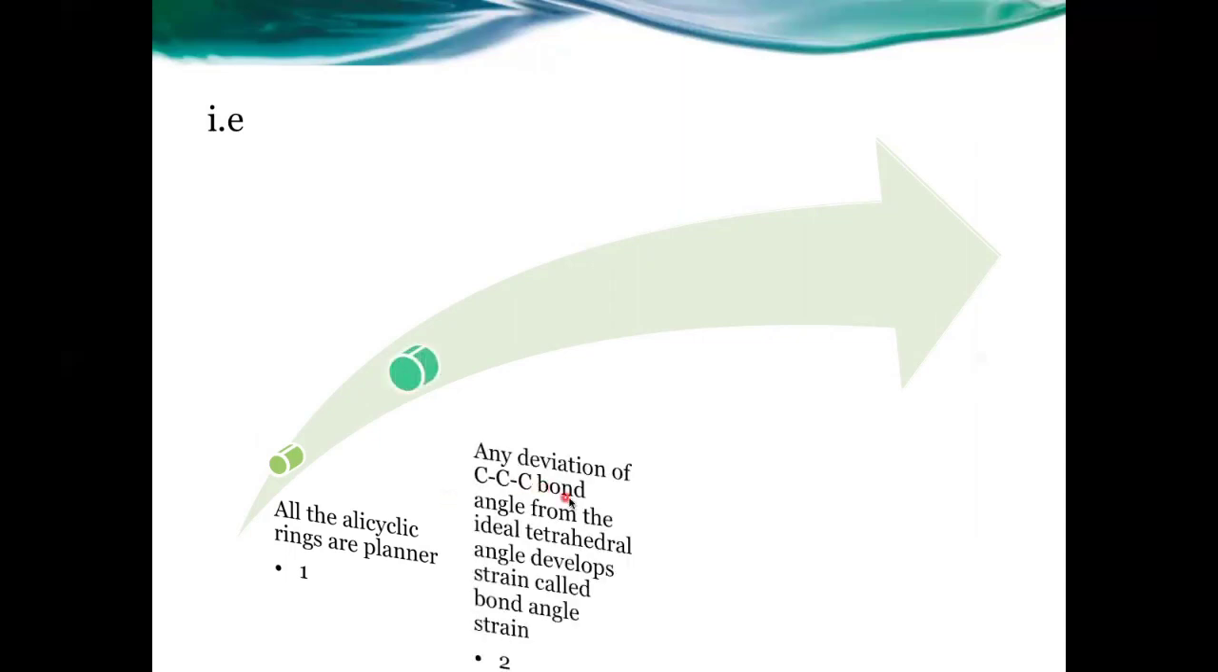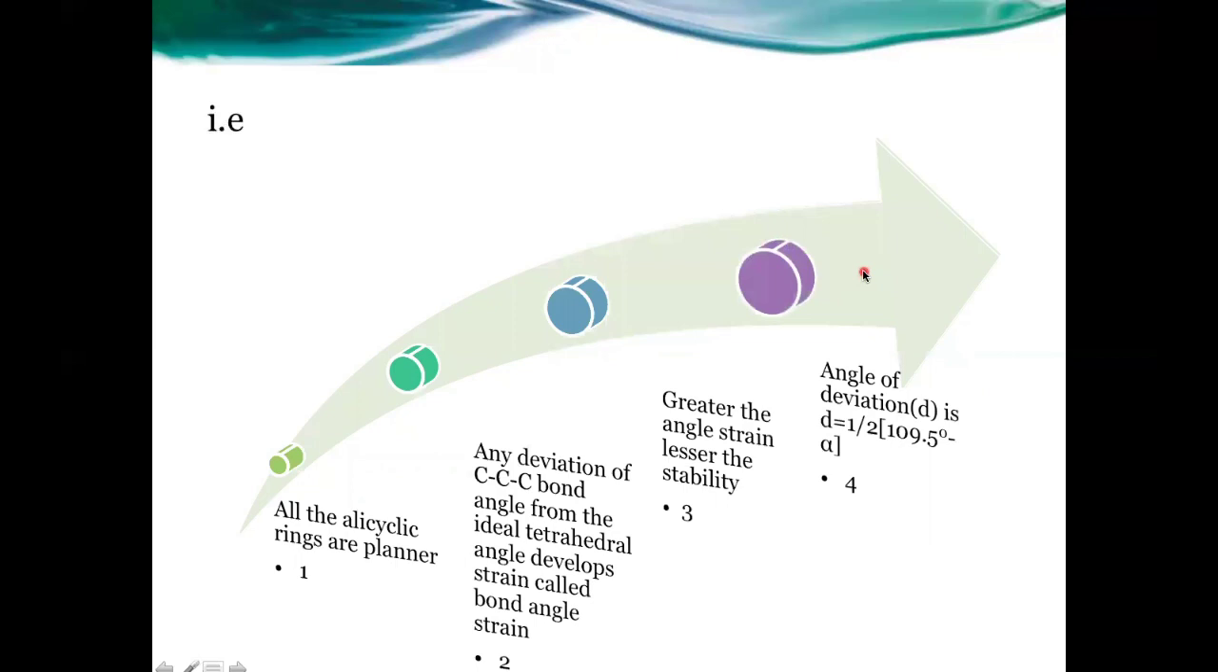If you observe any cyclic compound or ring pattern compound, it must be a planar one. Secondly, any deviation of the carbon-carbon bond angle from the ideal tetrahedral arrangement, that is 109.5, will be called the angle strain. And the greater the angle strain, the lesser the stability of the compound. The angle of deviation is half of 109.5 minus the bond angle, that is alpha.